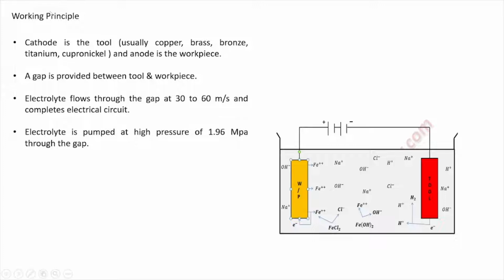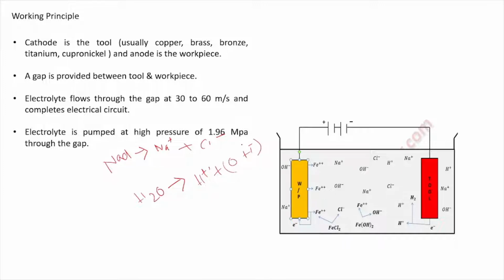So if we take a solution of sodium chloride, NaCl, as the electrolytic solution, then the electrolyte and water undergo ionic dissolution. If we write the dissolution here, NaCl will be Na+ and Cl-, and H2O will be H+ and OH-.